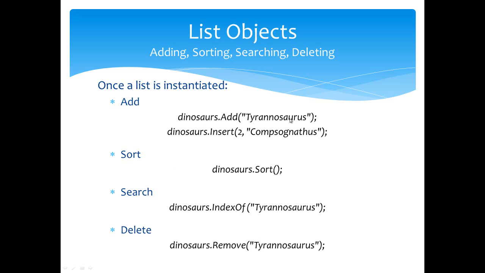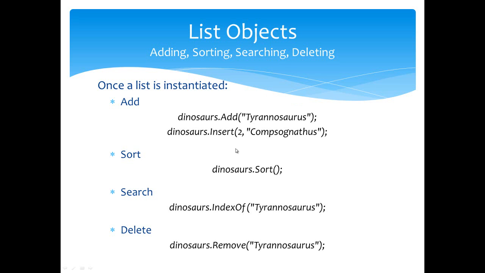Okay, or I could insert it in the list at a specific spot. So let's say that I've got 10 items in the list and I want to move the second item down. I can then say, let's put this, whatever the name of this animal is, the Compsognathus, at the second location. It would push everything down in there. So I can add items into it if I want to.